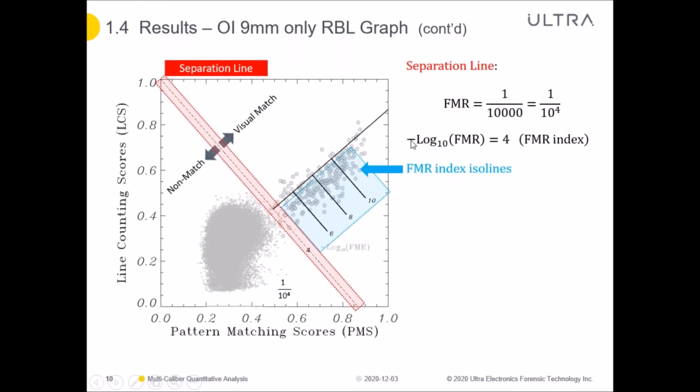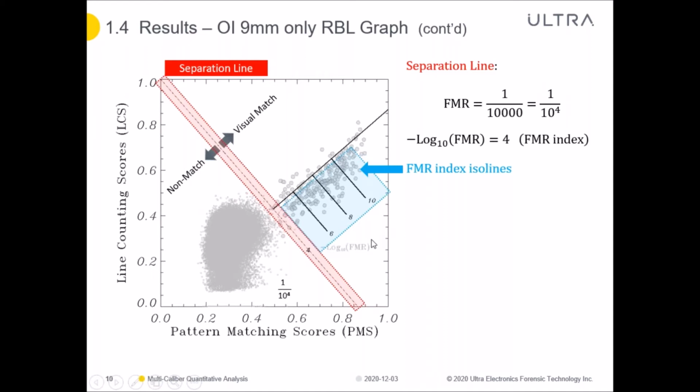Now, if I apply a minus log on my false match rate of that line, I get the number 4, which I define as the false match rate index of my separation line right here. The graphic provides a false match rate index set of isolines. That line corresponds to a false match rate of 1 over 10 to the 4. That one corresponds to a separation line of 1 over 10 to the 6, and so on like this.